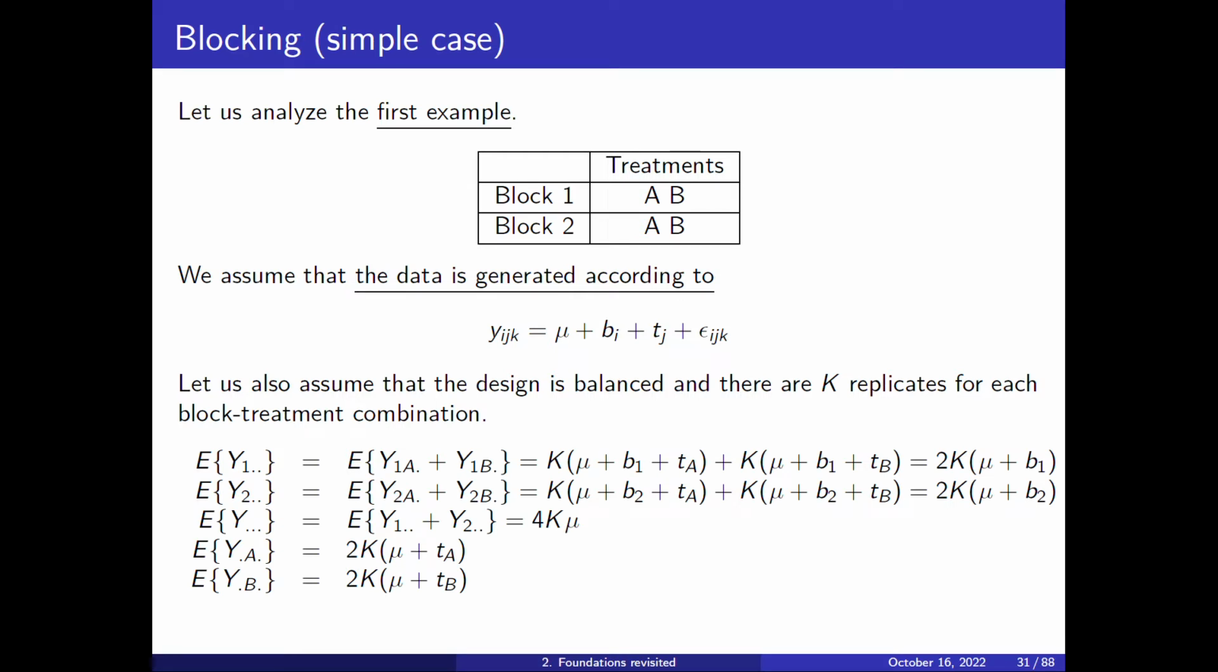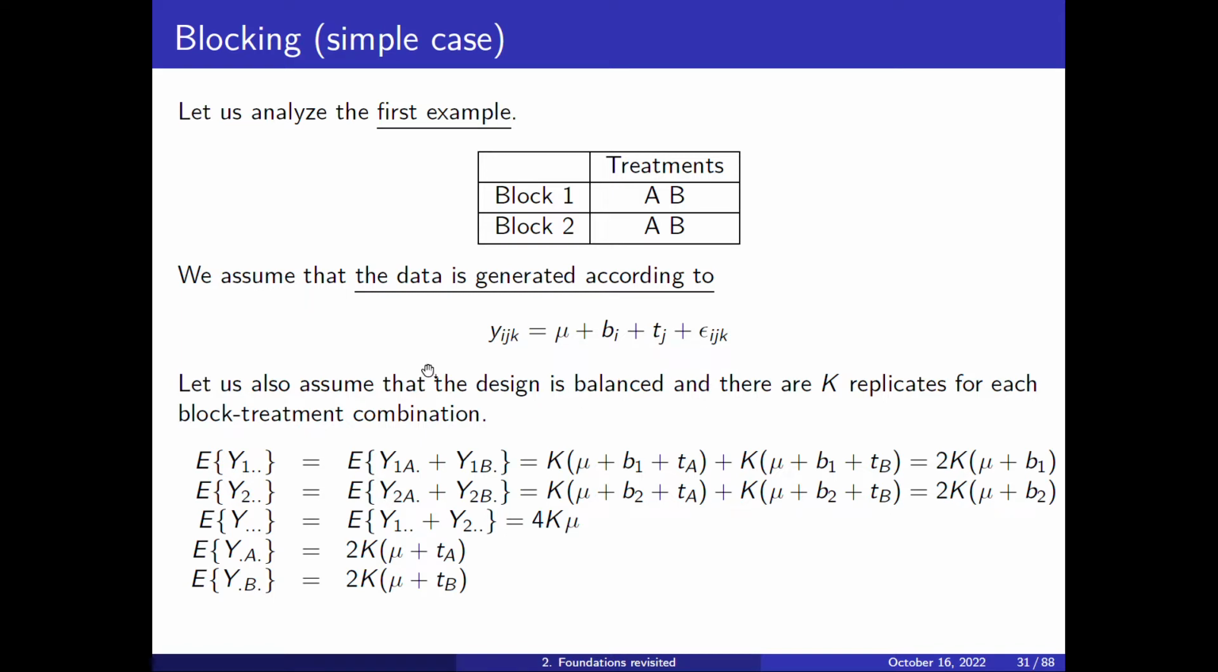Okay, now it is where we need the mathematics to be able to analyze these blocks. So let us analyze the simplest example, that is this one, in which all blocks receive all treatments, and then the data is assumed to be generated according to this equation. So our observations will be a general mean plus something that depends on the block plus something that depends on the treatment plus some noise.